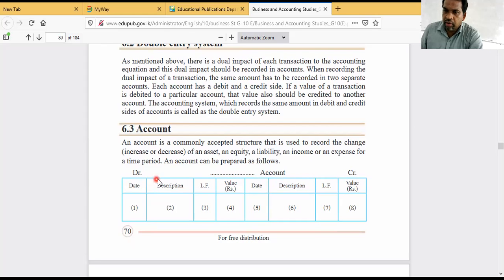This is the account. On the top, you write the name of the account. Then from this point to the left side is the debit side. From this point to the right side will be the credit side. If you take the original format of an account, we have a date column, description column, ledger folio column, and value column. Again, on the credit side: date, description, ledger folio, and value.